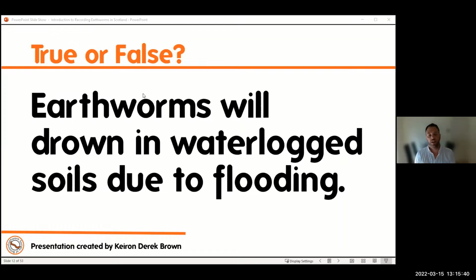And in fact, earthworms as a group of organisms come from the annelids. They don't have lungs. They breathe through moisture on their skin. So actually, if they dry out, that's more of a risk to them. So yeah, flooding will not drown earthworms. However, we've all seen earthworms floating dead in a pond, in a puddle after rain.